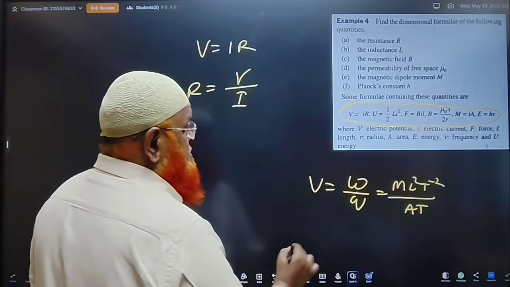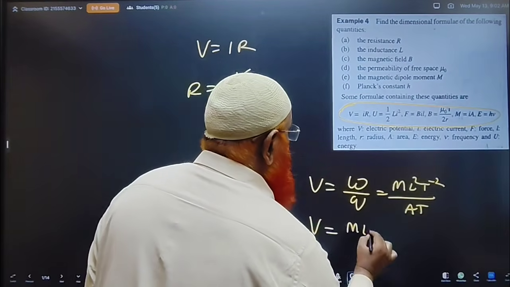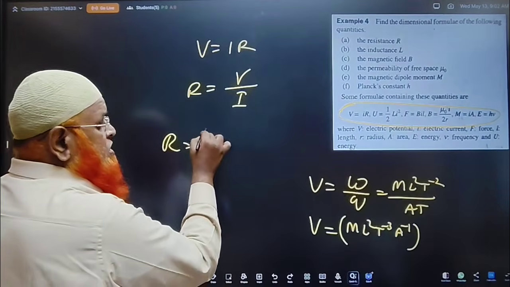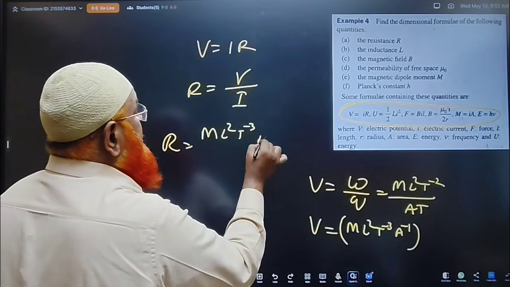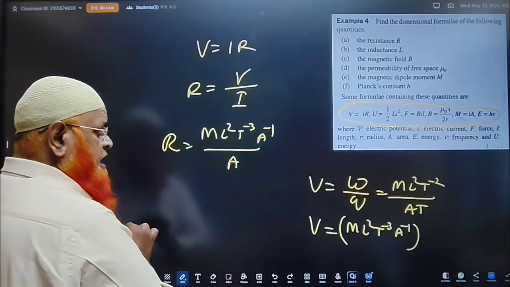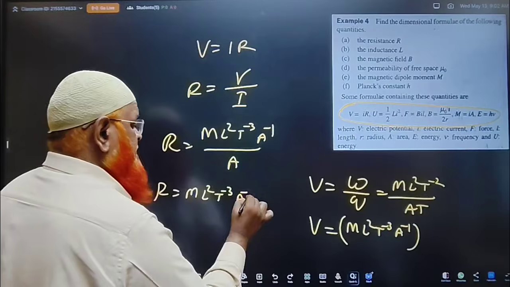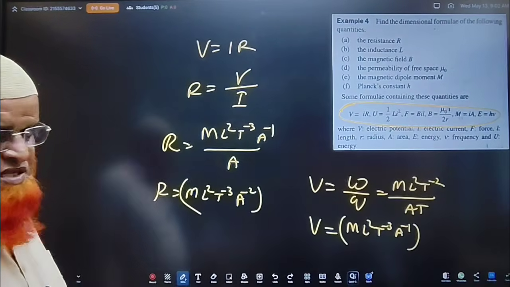So what is the dimensional formula for potential now? M L square T power minus 3 A power minus 1. Therefore R is equal to M L square T power minus 3 A power minus 1 divided by current, which is again A. So R is equal to M L square T power minus 3 A power minus 2. This is the dimensional formula for resistance.